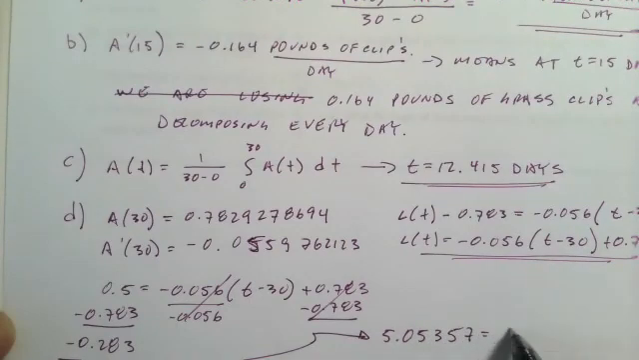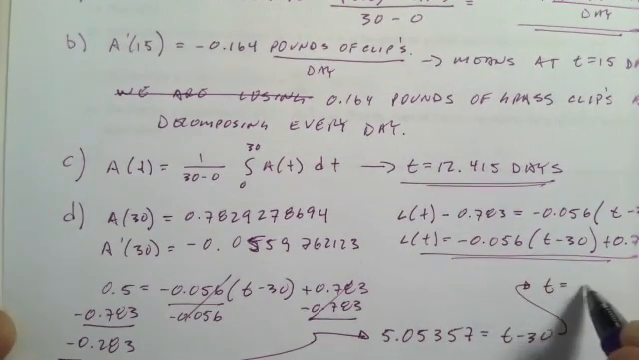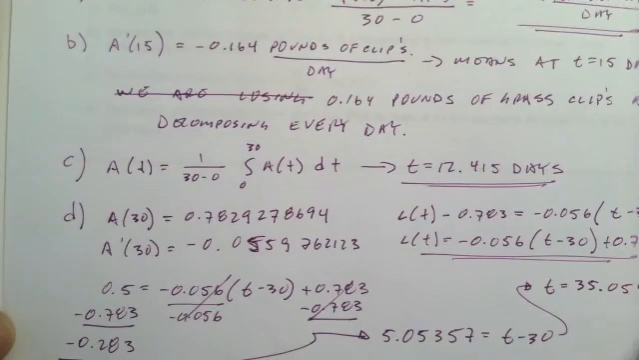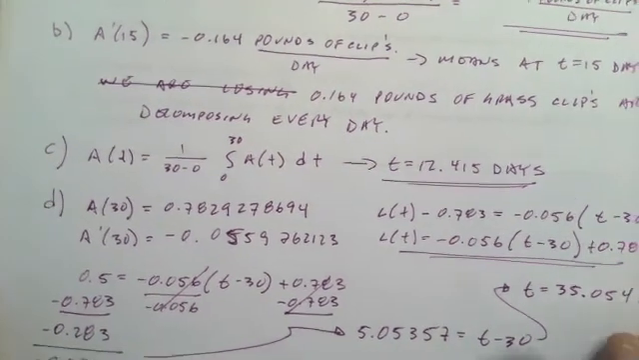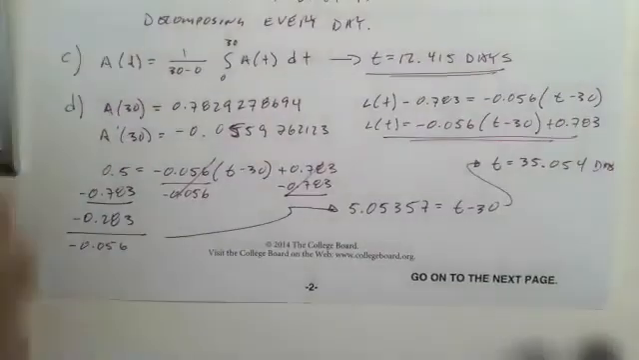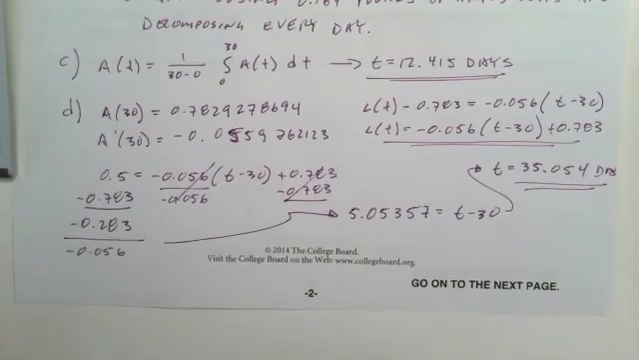5.05357 equals t minus 30. T equals 35.054 days. Sorry about that. Days. Now, what did they get?